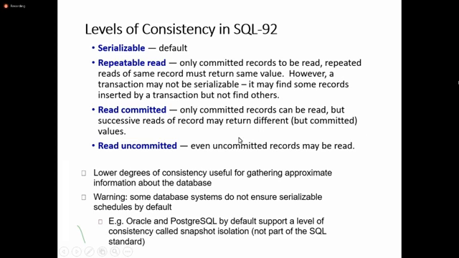Okay. Read uncommitted: even uncommitted records may be read. Then lower degrees of consistency are useful for gathering approximate information about the database. Then, when we want to handle our database, we need serializable schedules for the transactions.